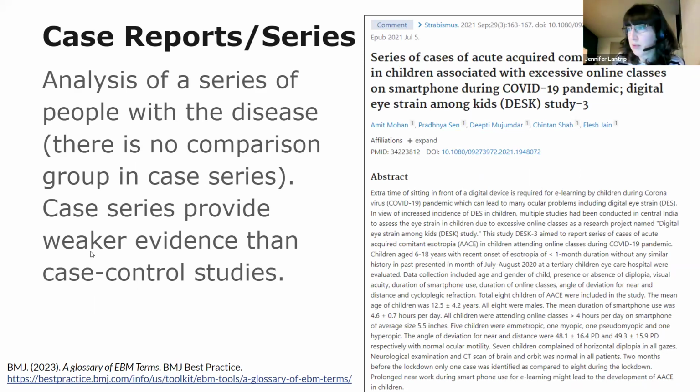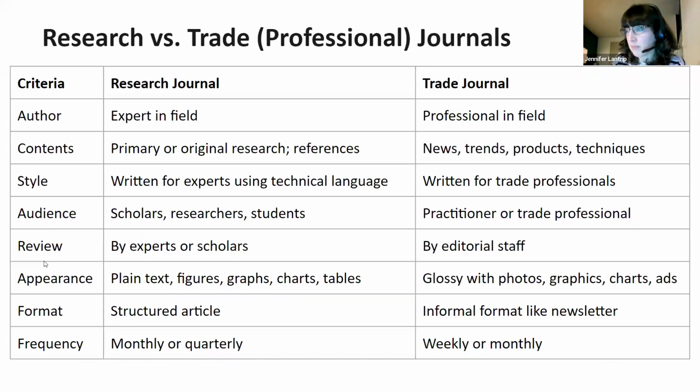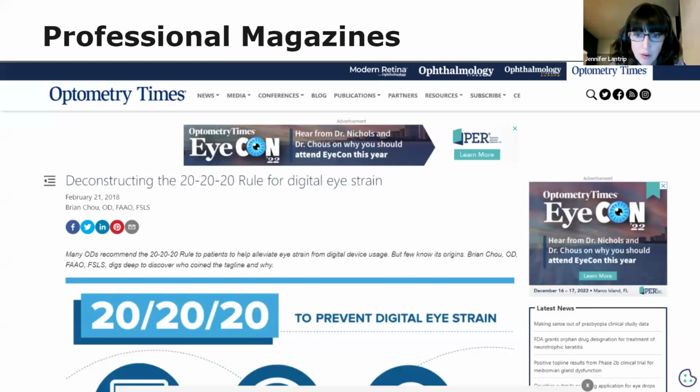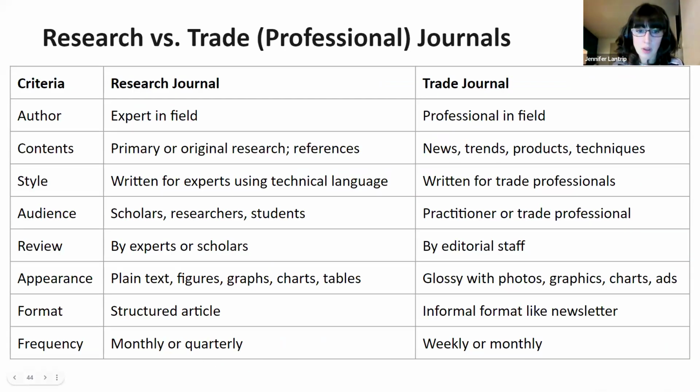Finally, you will also find professional articles. These are articles in professional magazines written by other professionals in your field that provide best practices, news, editorials, their own experience, and information about new products. So these are not studies or evidence. Professional magazines are also generally not peer-reviewed, but rather just have editors. So while they can help you stay current, do not use information from these sources to make decisions about your patient care.